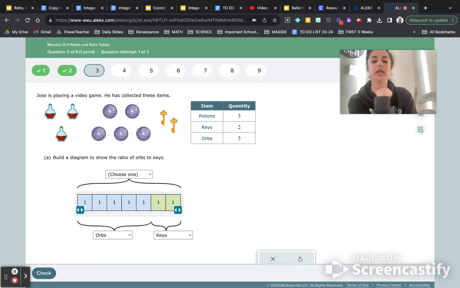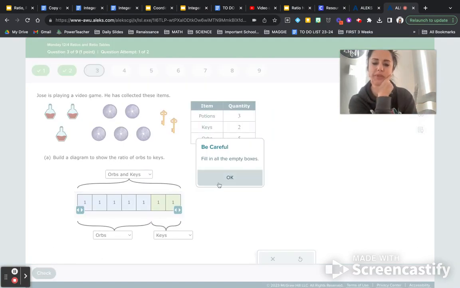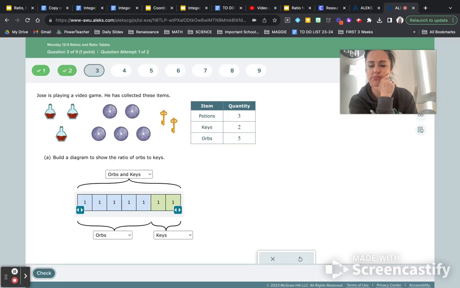Instead, I am going to click on the orbs and the keys because that's the only thing that I have represented. Ta-da! Okay. Oops, fill in all the empty boxes. What did I forget?